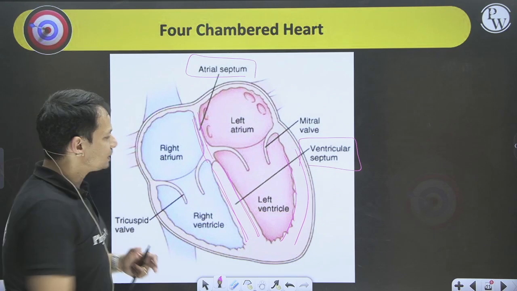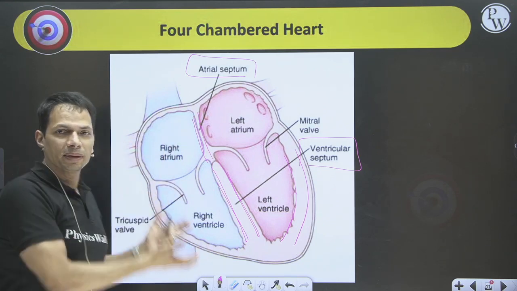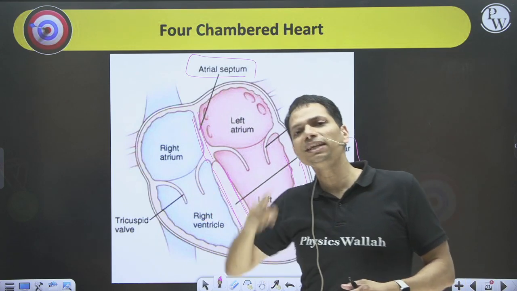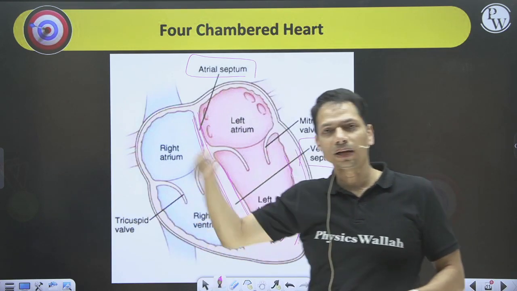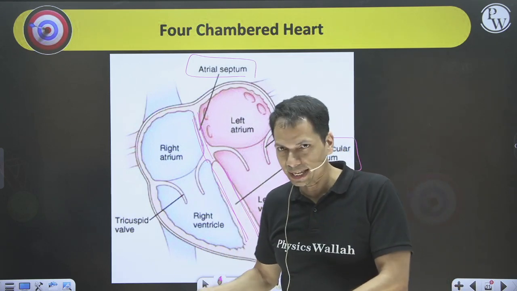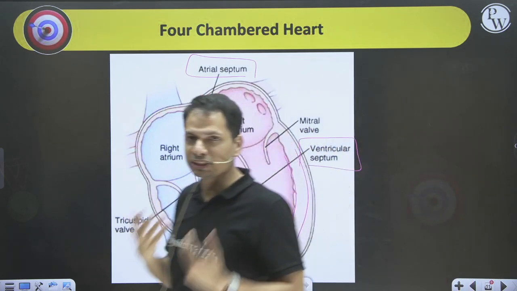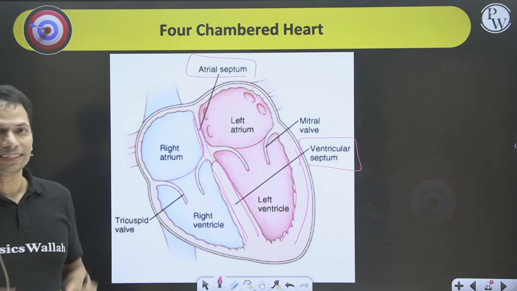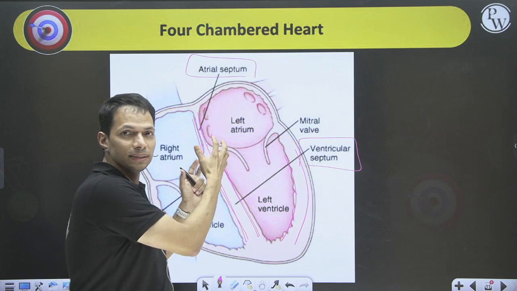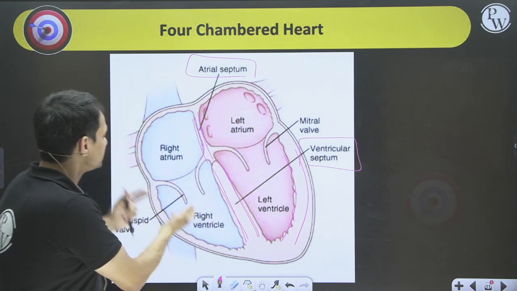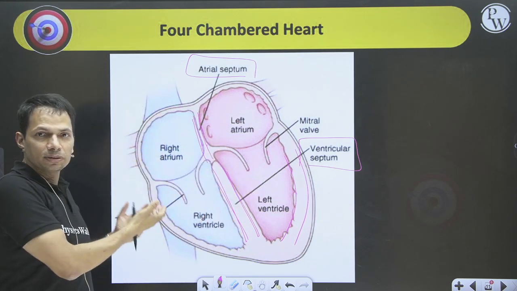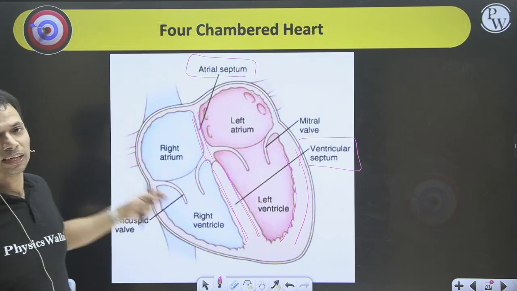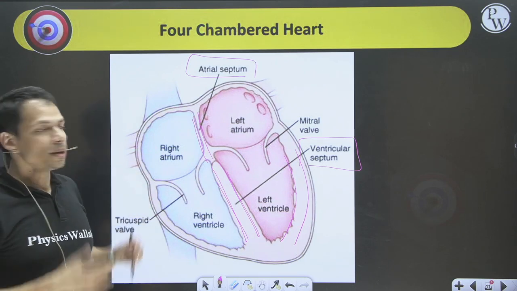You can see that the right side is blue colored because the right side deals with the deoxygenated blood. That means the blood having a higher proportion of carbon dioxide. The left side deals with oxygenated blood. That means having a higher proportion of oxygen, right? So it is oxygenated blood, so it is represented as red. And you can see this is the right side, which is actually deoxygenated blood. That means it has a higher proportion of carbon dioxide. That's why it is represented as blue.